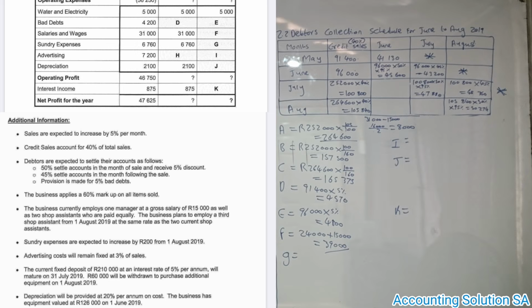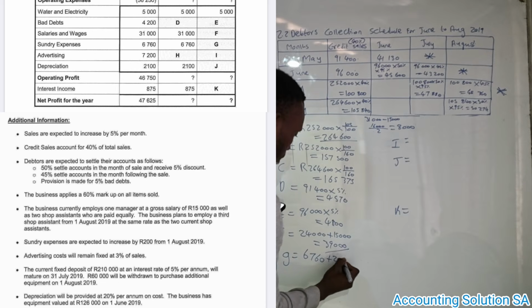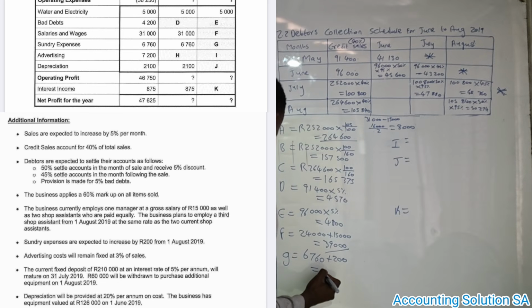The next question, they want us to do sundry expense. They say that sundry expenses are expected to increase by 200. This one is simple, guys. So sundry expense was how much? Was 6,760. They are going to increase by 200. You just add, and you're going to get the total of 6,960. Okay.